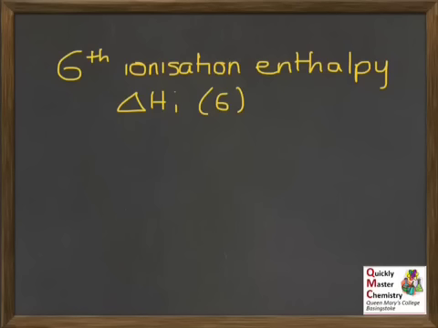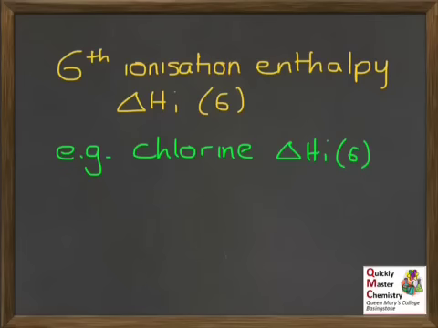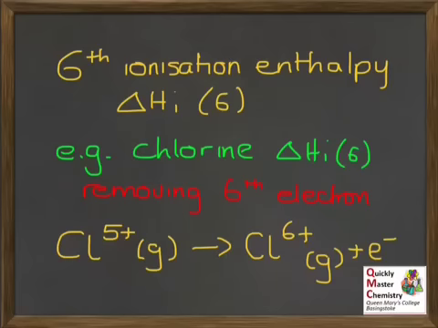If you followed along so far, you hopefully can see, on this basis, you can write any old ionisation enthalpy for any element. So if we jump straight to the 6th ionisation enthalpy and we pick chlorine as an example, we're going to be removing a 6th electron. And so we'll be starting with a 5+ ion in the gas state and going to a 6+ ion in the gas state plus the electron that's been lost, written there on the right-hand side.